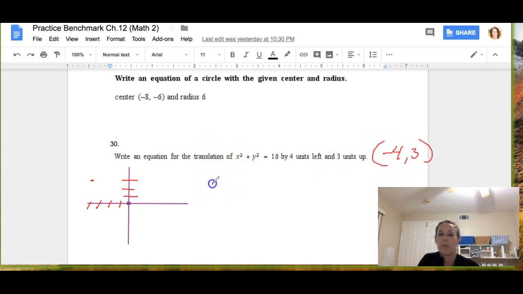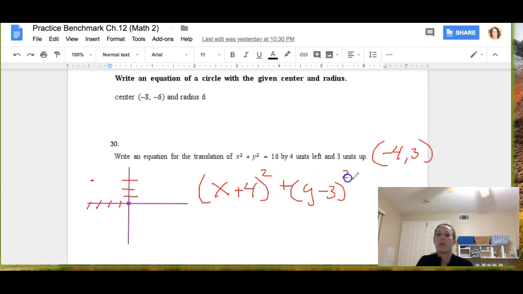Now just write it. You're going to go x minus 4 squared plus y, since it's 4 units left, I should have gone x minus -4, or x plus 4 squared, plus y minus 3 squared equals 16. And that would be this equation shifted 4 units left and 3 units up. So plus 4, minus 3.